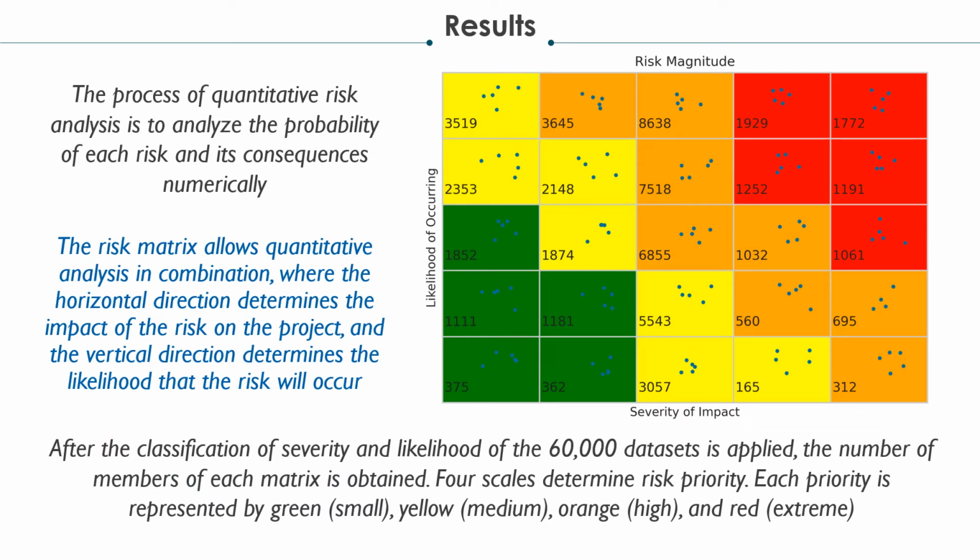The process of quantitative risk analysis is to analyze the probability of each risk and its consequences numerically. The risk matrix allows quantitative analysis and combination, where the horizontal direction determines the impact of the risk on the project, and the vertical direction determines the likelihood that the risk will occur. 4 scales determine risk priority. Each priority is represented by small, medium, high, and extreme.